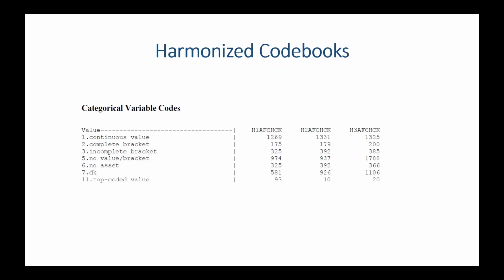This is something that people who release data often worry about. One of the ways to avoid identifying an individual is to top code a value. This isn't done in all surveys, but it is done in JSTAR. For a select number of people, you can see here in wave 1 it was 93 people, 10 people in wave 2, and 20 people in wave 3. They didn't provide the actual value. They provide just a maximum value, and they don't go above that.